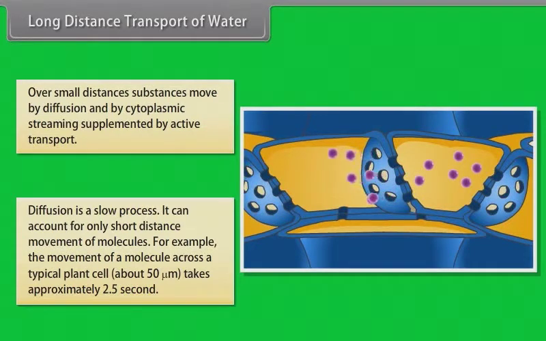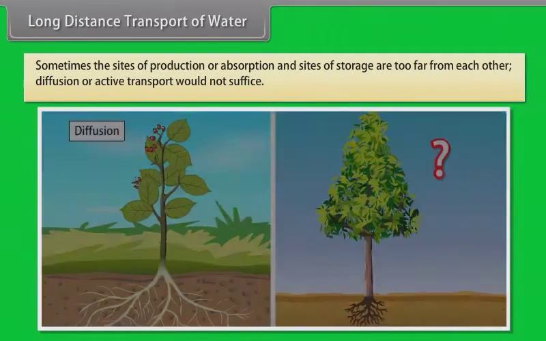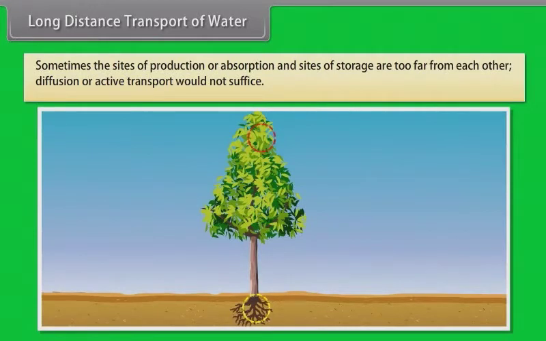For example, the movement of a molecule across a typical plant cell takes approximately 2.5 seconds. Some trees are up to 50 feet tall. So think how many years it would take for the movement of molecules over a distance of 25 to 30 feet within a plant by diffusion alone. Sometimes the sites of production or absorption and sites of storage are too far from each other. Diffusion or active transport would not suffice.